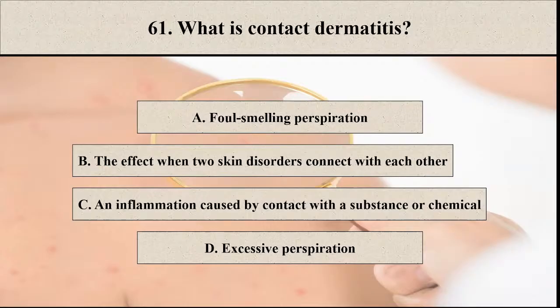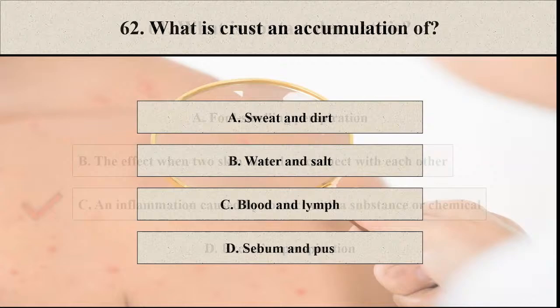What is contact dermatitis? Is it foul-smelling perspiration? The effect when two skin disorders connect with each other. An inflammation caused by contact with a substance or chemical. Excessive perspiration. If you chose C, an inflammation caused by contact with a substance or chemical, you are correct.